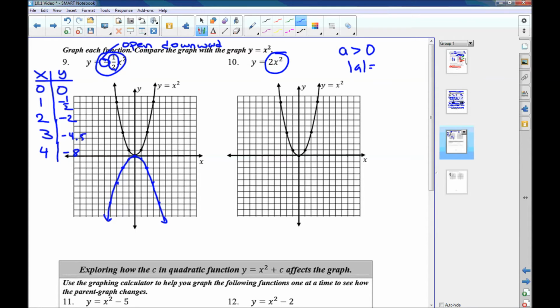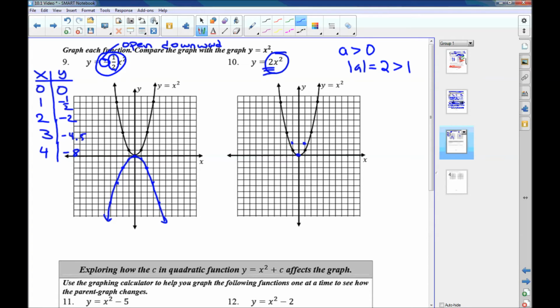And the absolute value of a is equal to 2, which is also bigger than 1. So it's going to be a skinnier graph. Okay, all right, so (0, 0) is going to be our vertex still. Normally we go over 1 and up 1, but now we're going to go up twice as much to make it skinnier. So over 1 and up 2.